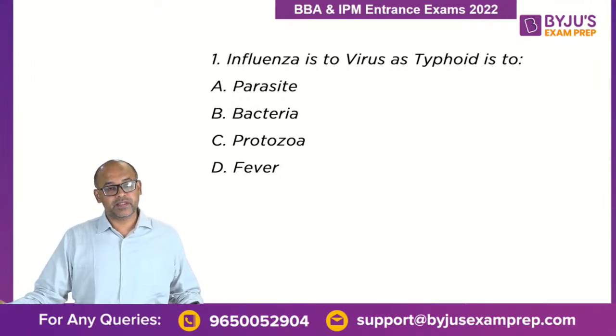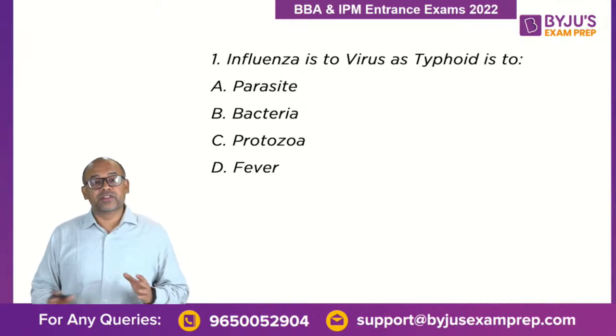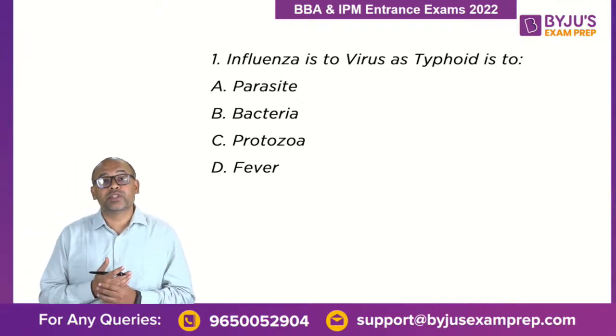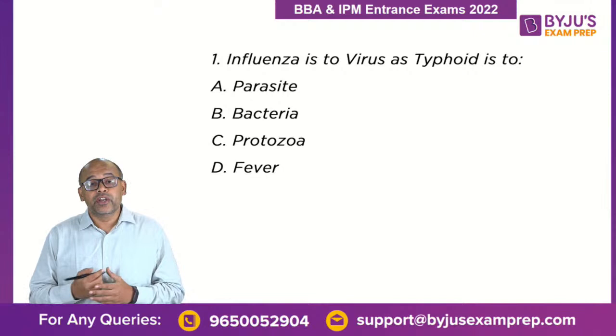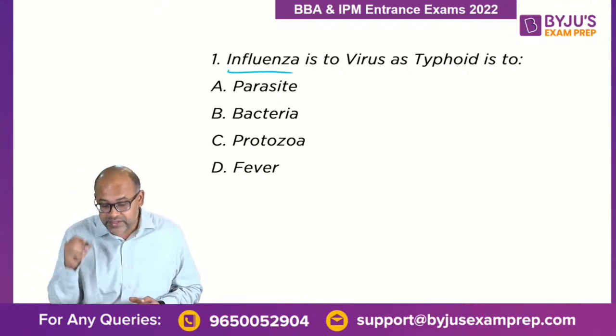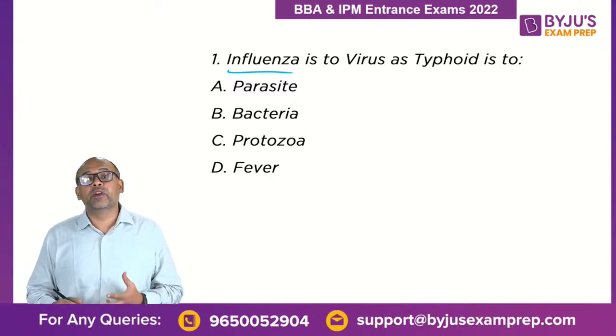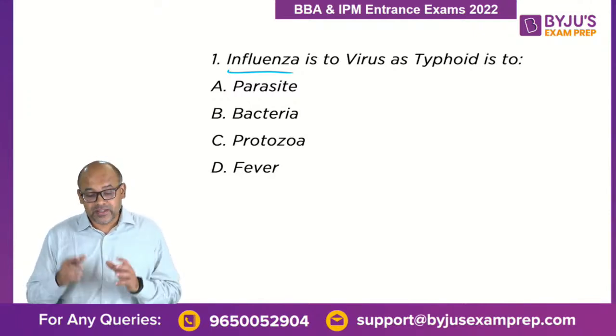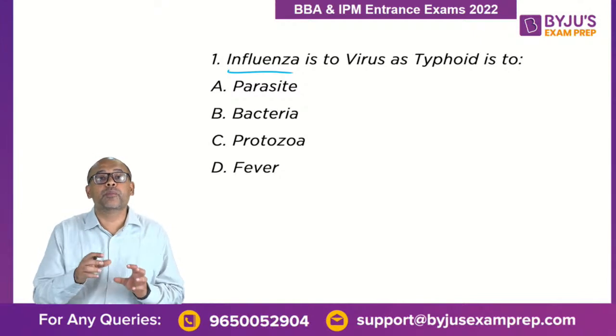Sneha says B, Mausam says D, Anusha says bacteria. Right, guys, there is not much to solve here. This is very straightforward. You don't need anything much to solve in this. You just need to understand what the meaning of influenza is. If you don't know the meaning of influenza, that's a problem. So that is where the little bit of English component comes in.